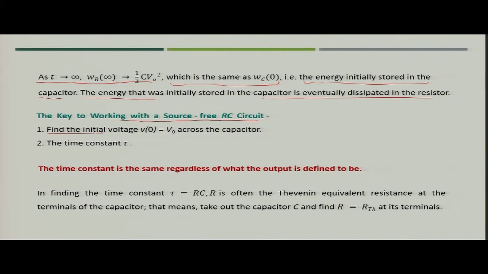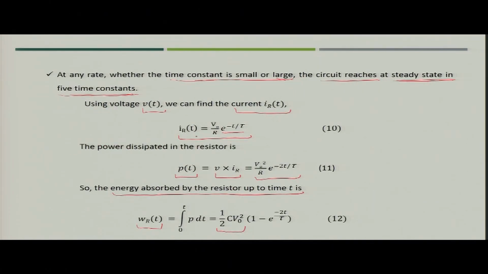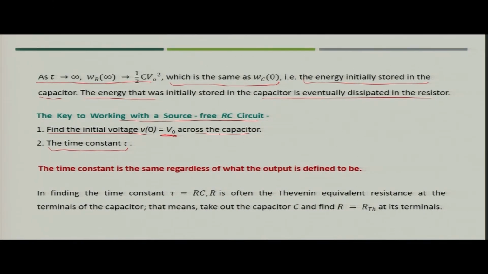One is to find the initial voltage V naught. That means at time t equal to 0, what would be the value of initial voltage across the capacitor, and then find the value of time constant tau. When we get these two values, we can simply use the equation which we derived, that is for i(t) it is V naught by R e to the power minus t by tau, and find the various parameters like voltage or current in the circuit.